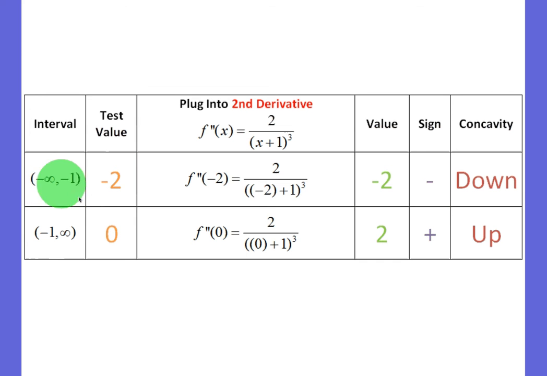We're going to plug in -2 to the first interval. We get -2 back. Plugging into the second derivative, that means it's going to be concave down on the interval -infinity, -1. For our second interval, we're going to plug in 0. We get +2 back. So on that interval, it's going to be concave up.